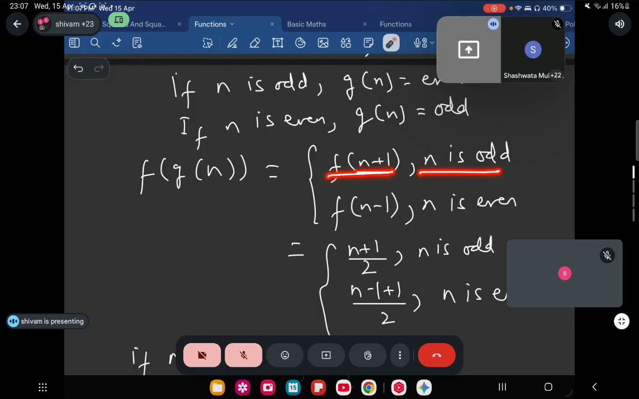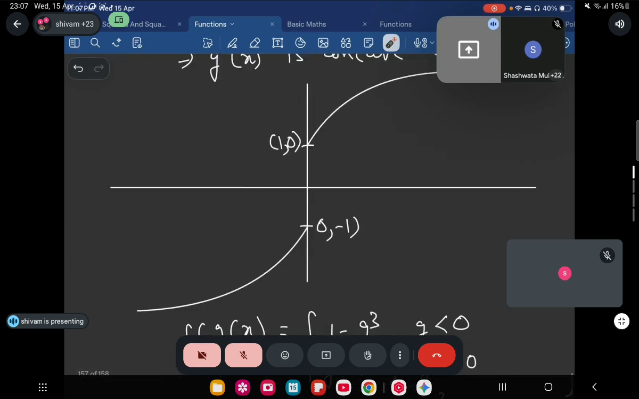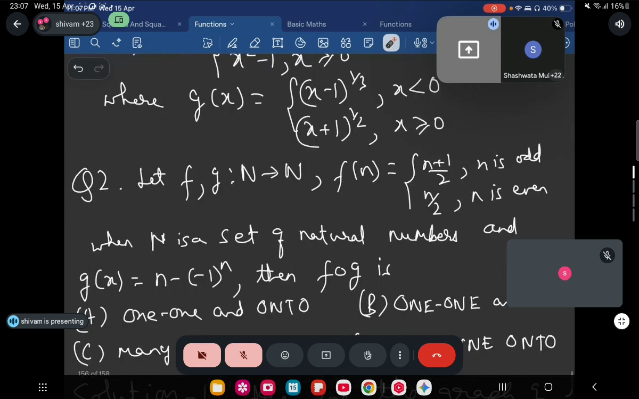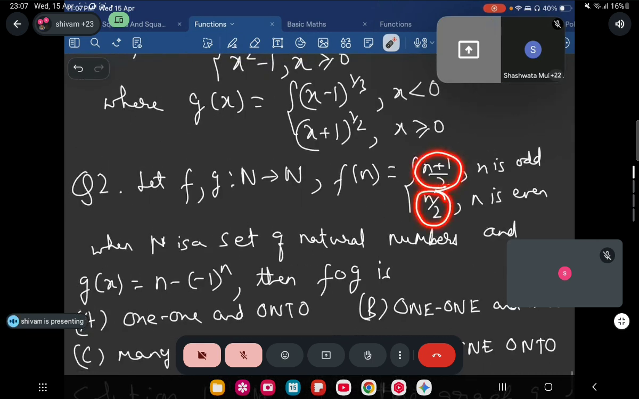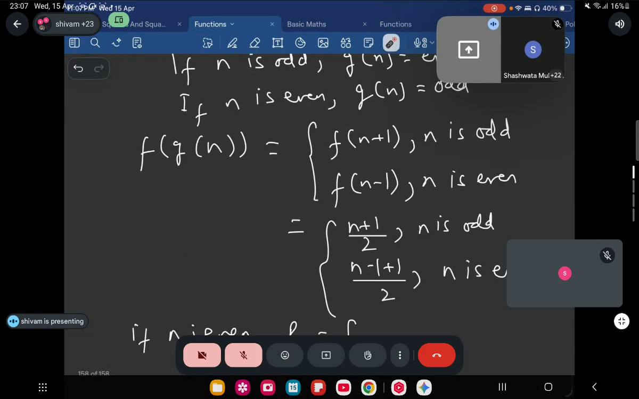And what is n plus 1? So (n plus 2) by 2. If n is odd, n plus 1 is even, right? Yes, sir. If n plus 1 is even, where do I need to substitute, in the first branch or the second branch? Tell me, Shashwata. Second branch. Oh, okay, sir. Second. Understood. That's why I substituted over here, (n plus 1) by 2. Is it clear? Tell me. Yes, sir. Next.